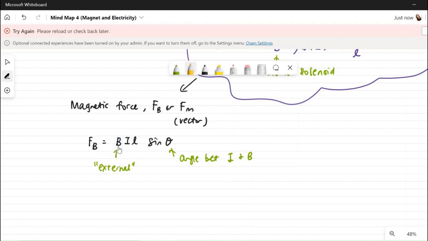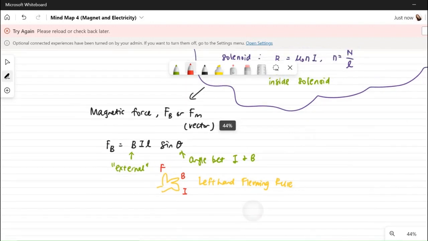Okay, so how can we find out the direction of the magnetic force here? The direction of the magnetic force can be determined from the rule called Fleming's left hand rule. The thumb represents the direction of the force, the first finger represents the direction of the magnetic field, and the second finger represents the direction of the current. So just remember FBI to get the direction of the force. You must use Fleming's left hand rule. Must use the left hand.